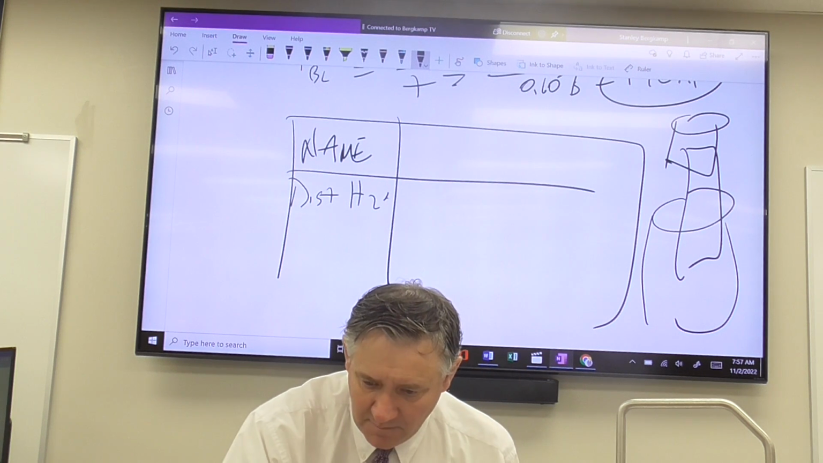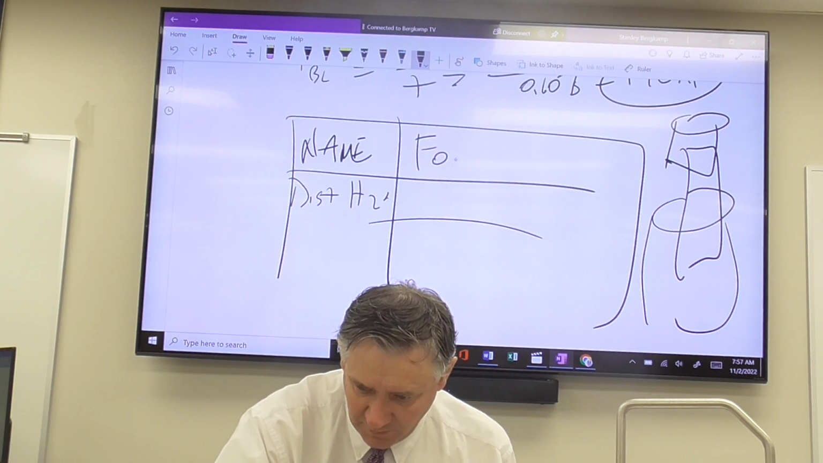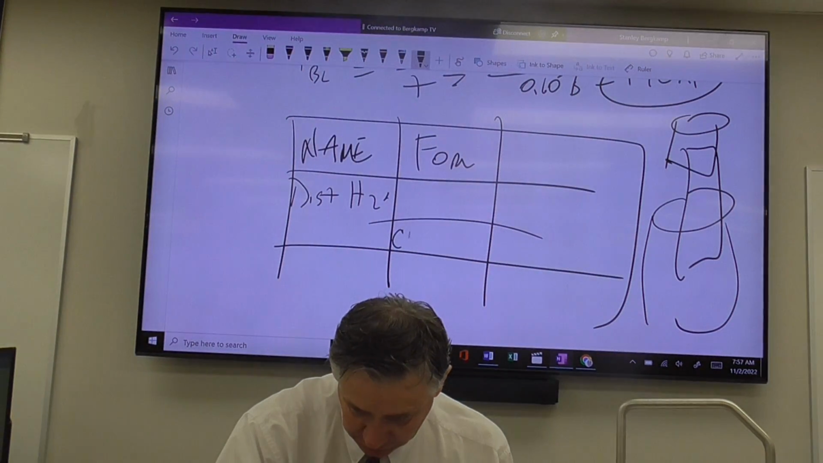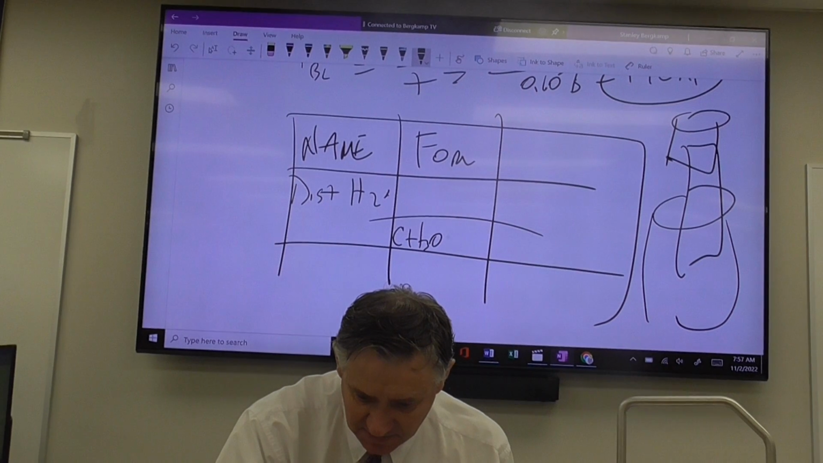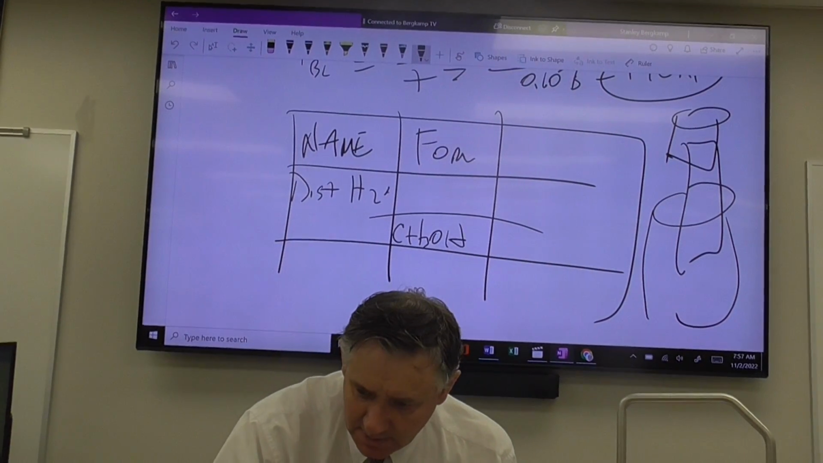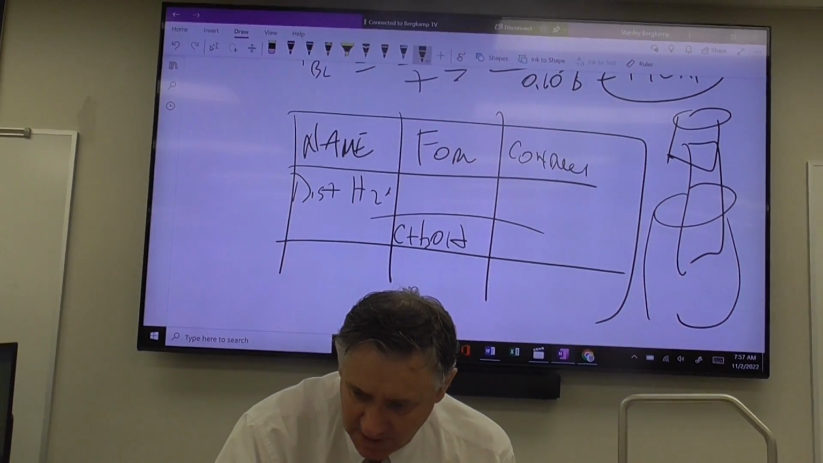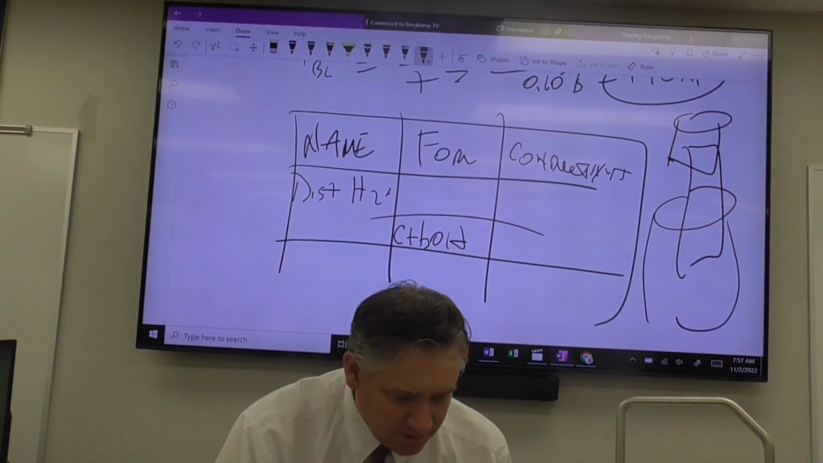You're going to have methyl alcohol. And you have the formula, okay? You already gave the formula for methyl alcohol. That's CH3OH. And then you're going to measure the conductivity. Now, conductivity is something we can measure.